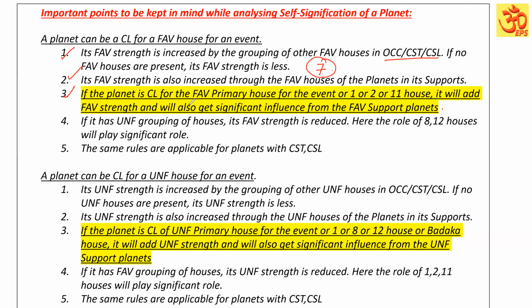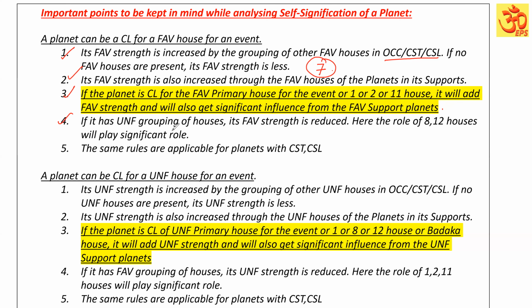If a planet is cuspal lord for the primary house for the event, or 1, 2, or 11 house, it will add favorable strength to the particular planet, and also it will get significant influence from the favorable support planets. I hope you would have understood.